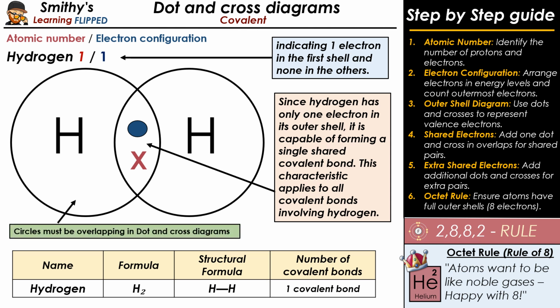Last bit on this slide, circles must be overlapping in dots and cross diagrams. Examiners are very strict with this. If the circles are just touching but there's no actual clear overlap, this may cost you marks. So make sure you've got this Venn diagram style with the covalent bonds represented in the middle by dots and crosses.